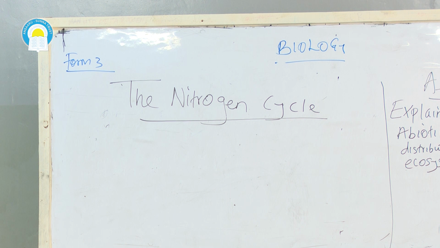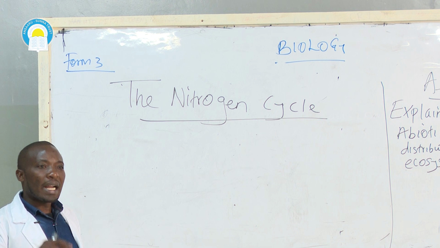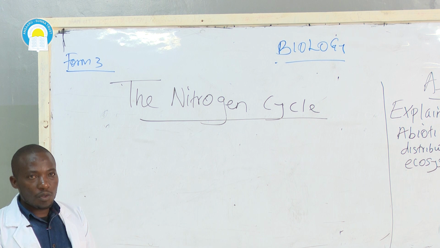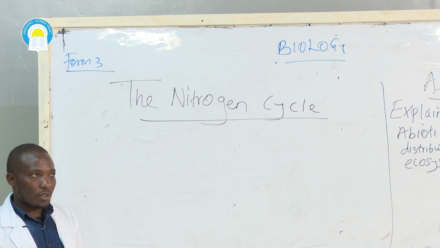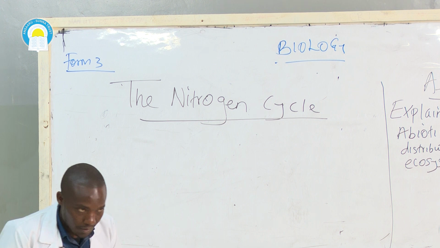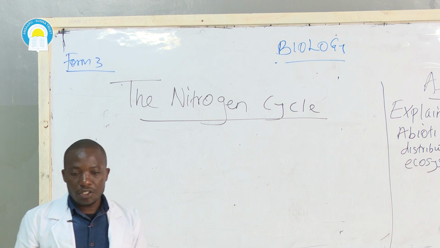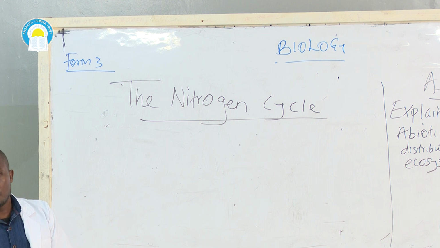When we talk about the nitrogen cycle, we are talking about the cycling of nitrogen and some of its compounds in nature. Nitrogen as an element is found in the atmosphere. How does that nitrogen enter plants, then go to animals? Remember we said plants are primary producers. We are going to see the two ways in which nitrogen is made available to plants.